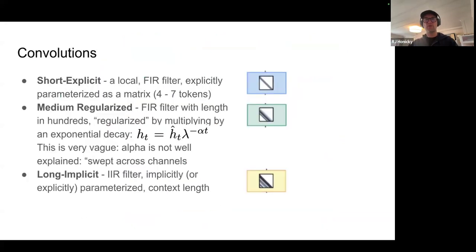Just to be a little more clear, this is like a FIR filter, 4 to 7 tokens in depth. This is like a FIR filter, and they quote unquote regularize this. So Eugene, this is one place where I had a question. They say that this alpha is swept across channels. I don't quite understand what that means. I don't know if you read the paper, but did you understand what this is?